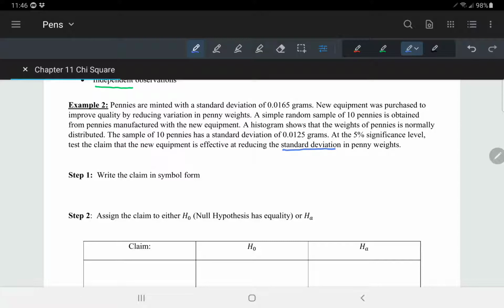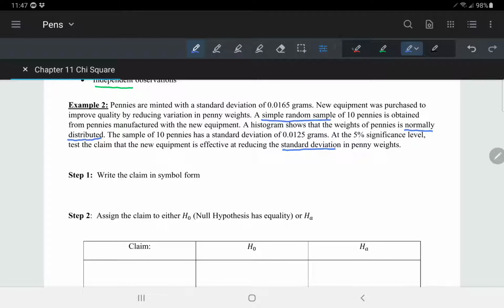Okay, so we're asked to test a claim about standard deviation. This should tell us that we should be looking at the chi-squared distribution. Now, to do that, we have to make sure that we have a random sample. So we do have a simple random sample, and the random variable is normally distributed, so we're okay there. And there'll be independent observations of these individual pennies.